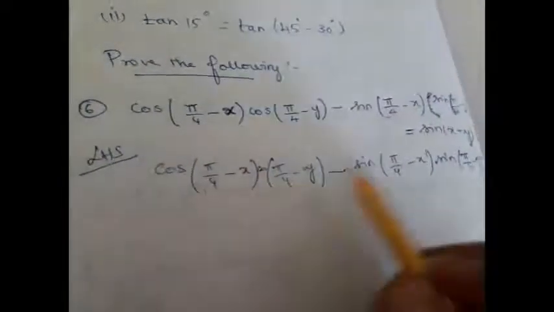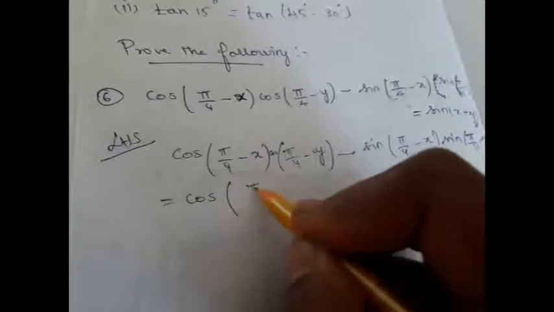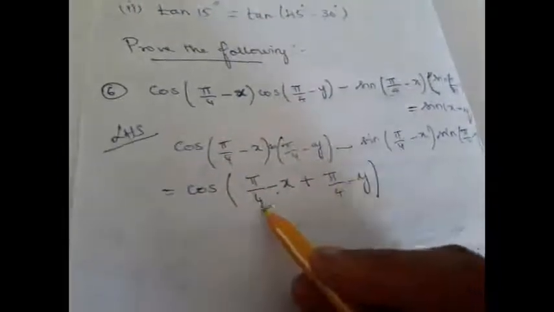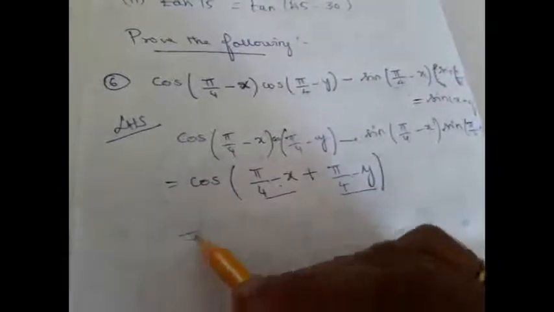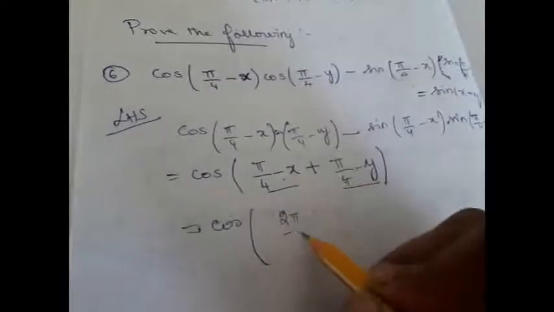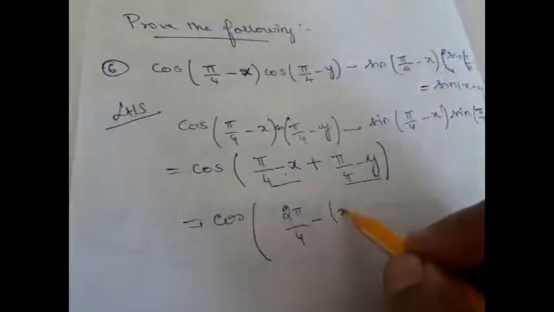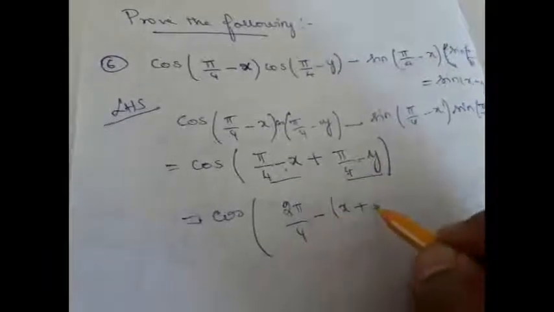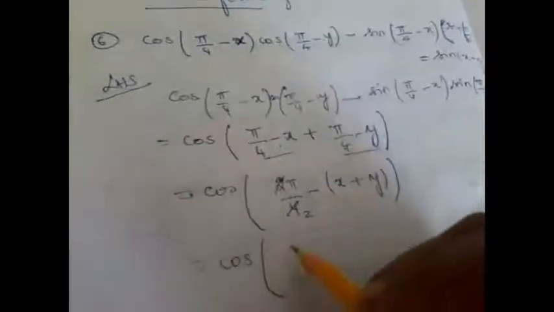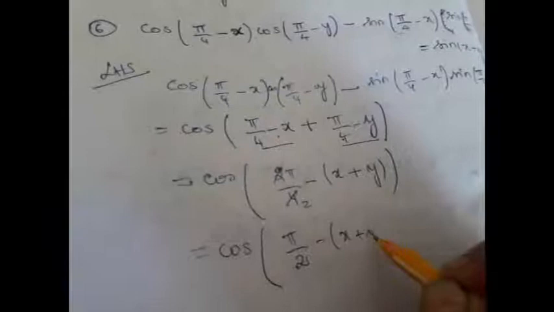Now cos A cos B minus sin A sin B is nothing but cos A plus B. What is your A? Pi by 4 minus x is your A, and pi by 4 minus y is your B. So cos of A plus B, which is equal to cos of pi by 4 plus pi by 4, which is 2 pi by 4, minus x, taking minus common, plus y. 2 pi by 4 is nothing but pi by 2. So we have cos of pi by 2 minus x plus y.